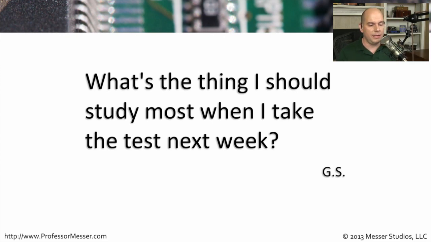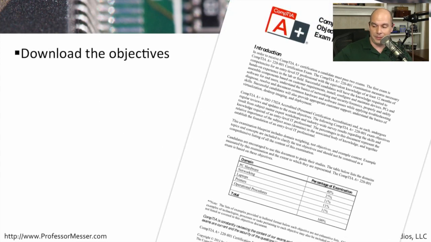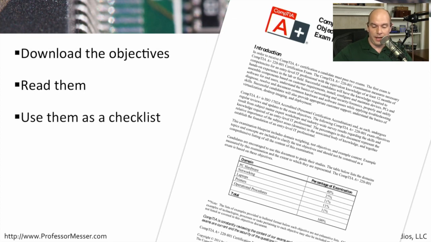And the question that came in at the beginning of this stream, people have asked this in the middle, and I get this every month, is what should I study most when I take the test? And the answer, unfortunately, is there's nothing you should study most. What you should do is go out to the CompTIA website and download the objectives, read them, and use them as a checklist for your exam. The objectives list has everything in it. CompTIA is really good about providing you with detailed information about everything that is on the exam. You can't go wrong with this.